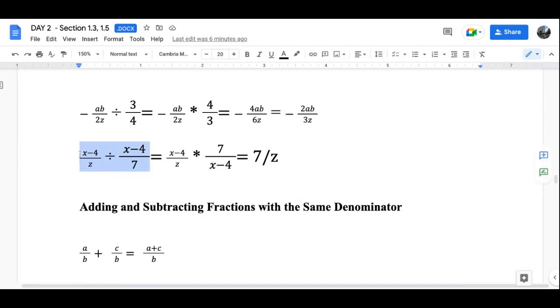Now we have binomial terms. The numerator of this one is x minus 4, two terms, we call it a binomial, divided by z. Then divided by the second term, whose numerator is also a binomial, over 7. First we change the division into multiplication, then we flip the second one, numerator to denominator and denominator to numerator. Now we see x minus 4 in the numerator and x minus 4 in the denominator, with multiplication between them. That means if we want, we can rearrange this.